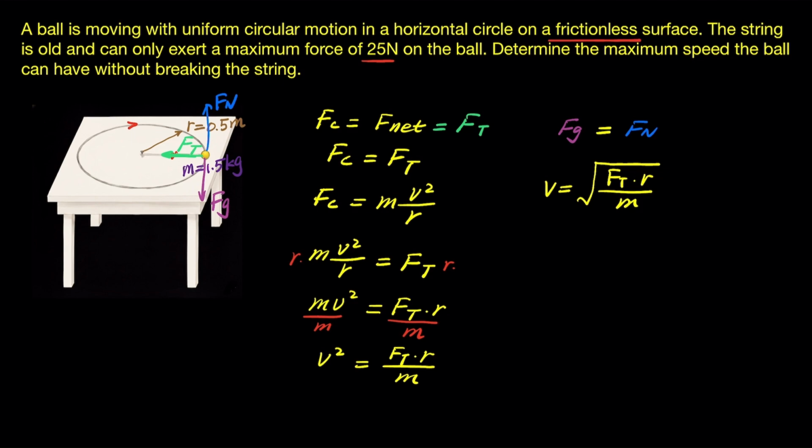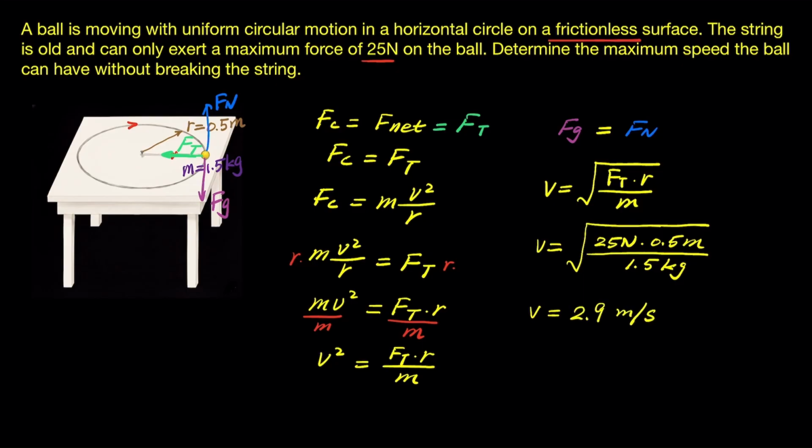Now we just need to plug in our values. So v equals the square root. Ft is 25 Newton, which is the maximum tension force of the string. And according to the diagram, r is 0.5 meter, and the mass m is 1.5 kilograms. When we calculate that, the speed v comes out to 2.9 meter per second. So this speed is the maximum possible speed the ball can travel at. If the ball moves any faster, the tension required would be greater than 25 newtons, and the string would break.